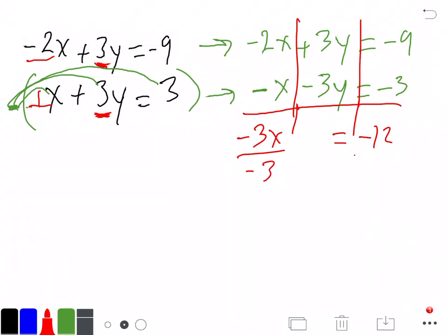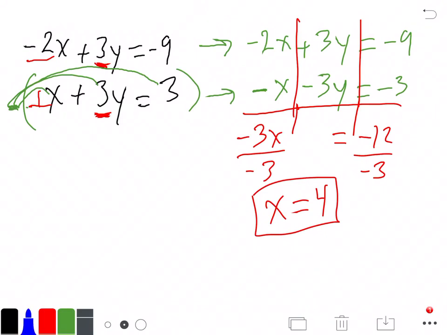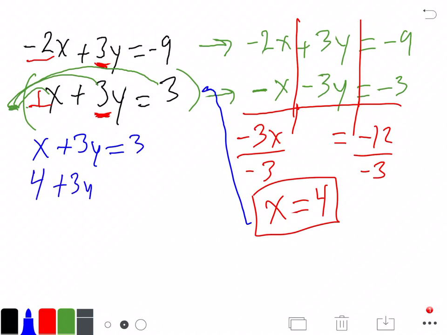Now you have a one-step equation. Divide each side by -3, and you have an x value of 4. We now need to take that x value of 4 and plug it into one of our equations. It really doesn't matter. I'll choose to plug it into the original one here, which was x plus 3y equals 3. And we've now plugged in 4 for x, so it's 4 plus 3y equals 3.